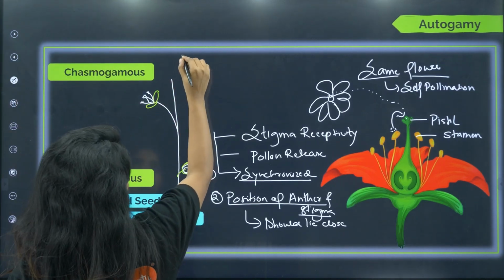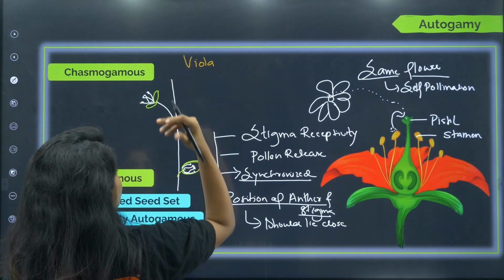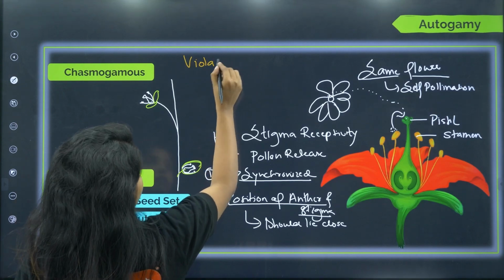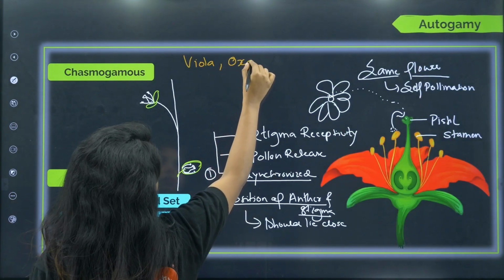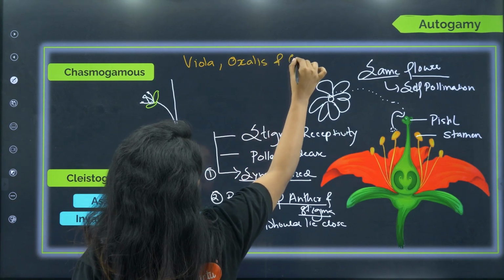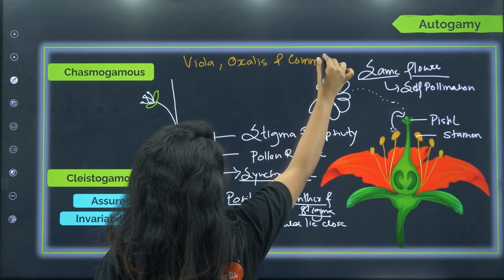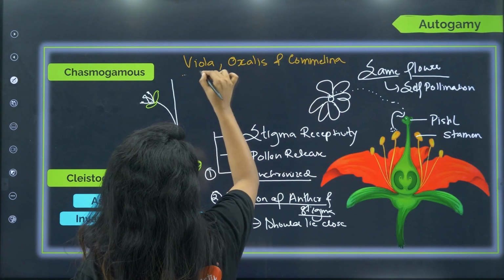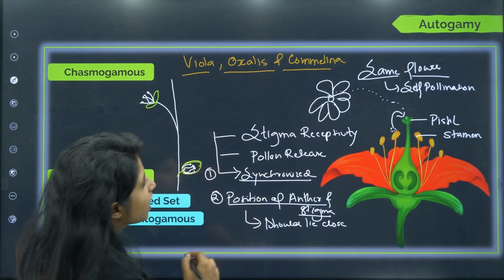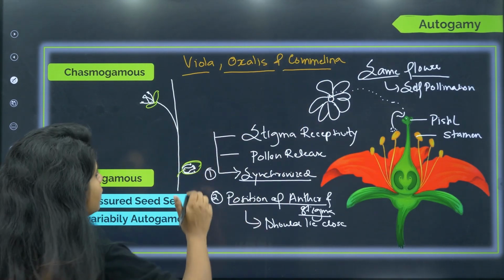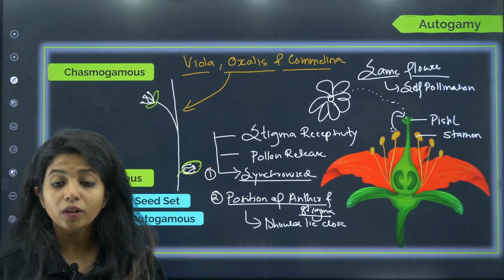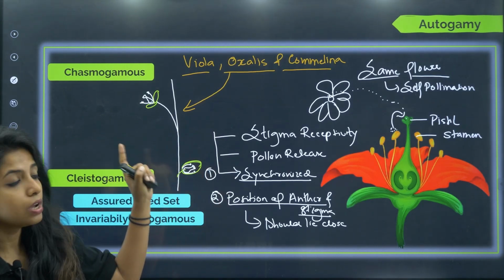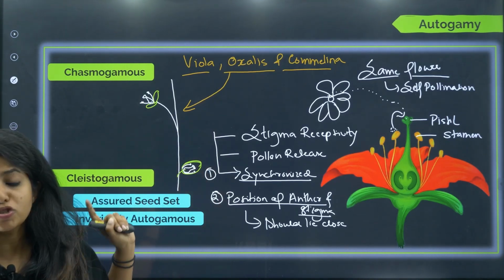It is a very important example, viola. Okay. Now, apart from that, oxalis, right, we have oxalis and commelina. So, we can say viola and oxalis are not common, you can think like that. They are all this type of plants which have both the flowers. One is chasmogamous, the other one is clistogamous.